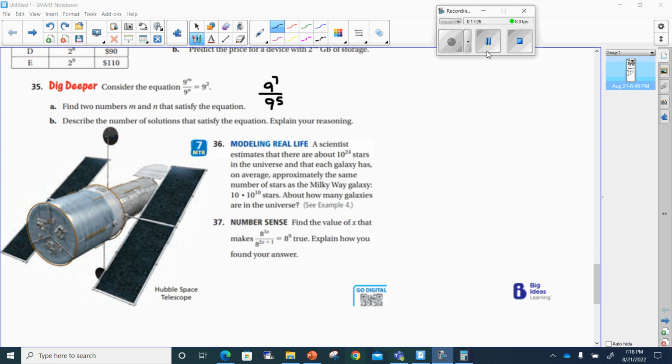The number of solutions. Wow. Well, if somebody was just thinking about positive numbers, there might be a certain amount. But when you think about numbers that could be negative as well, let's just say I'm going to put 9 to the 0 power, which we know will equal 1, right? And then we have, let's just say, 9 to the negative 2 power.